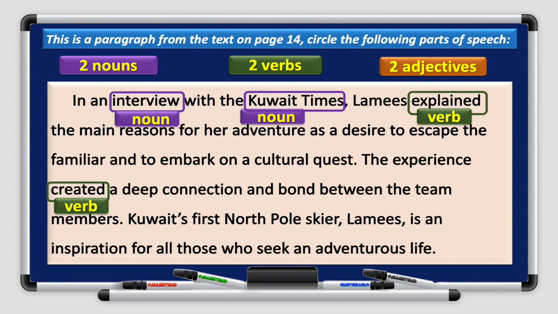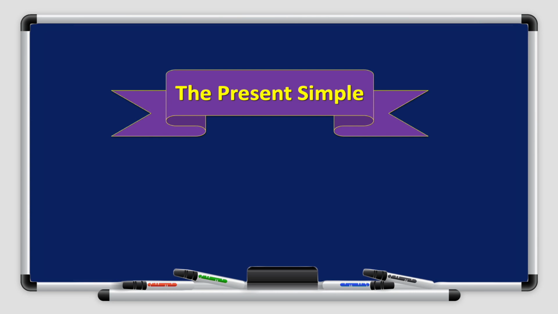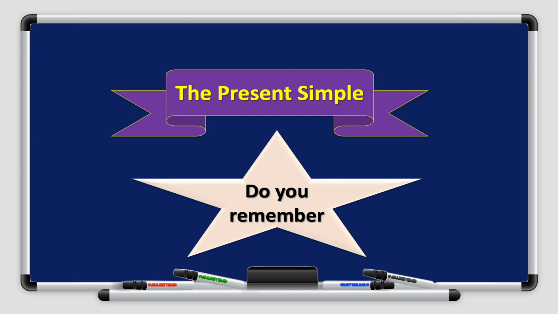What about adjectives? Remember, adjectives describe nouns. Can you look for any adjectives in this paragraph? Yes, we have deep connection and adventurous life. That's another adjective here. Moving on to the second part of today's episode, the present simple tense. Do you remember the present simple tense?